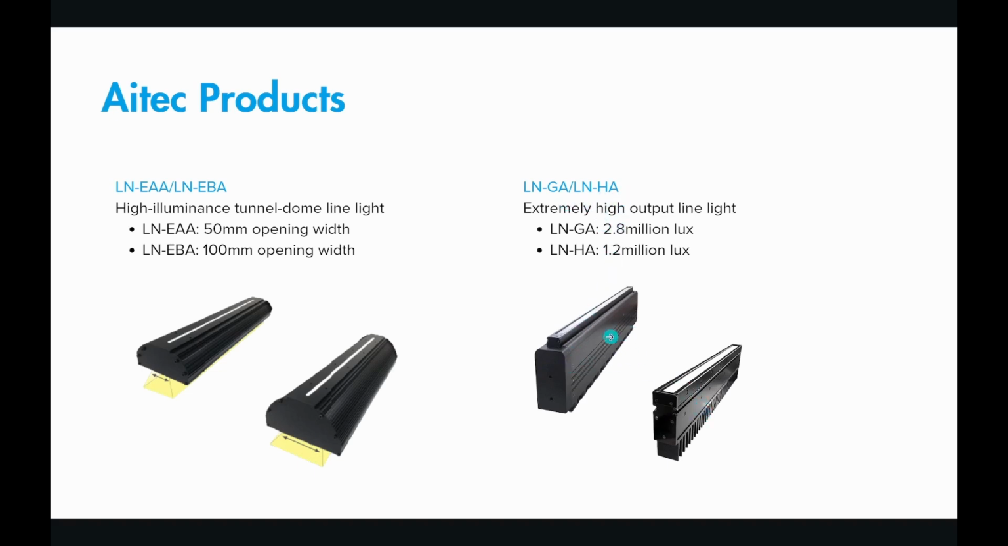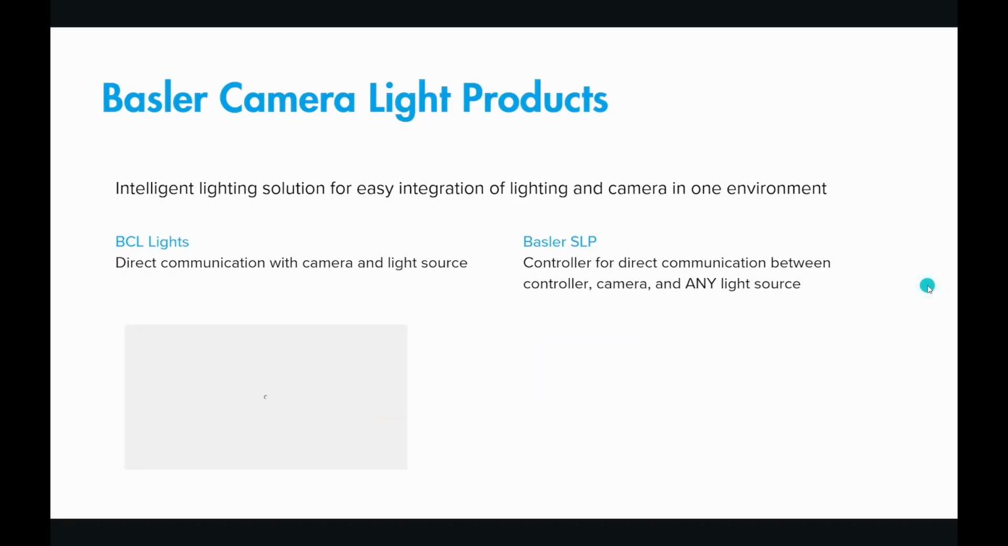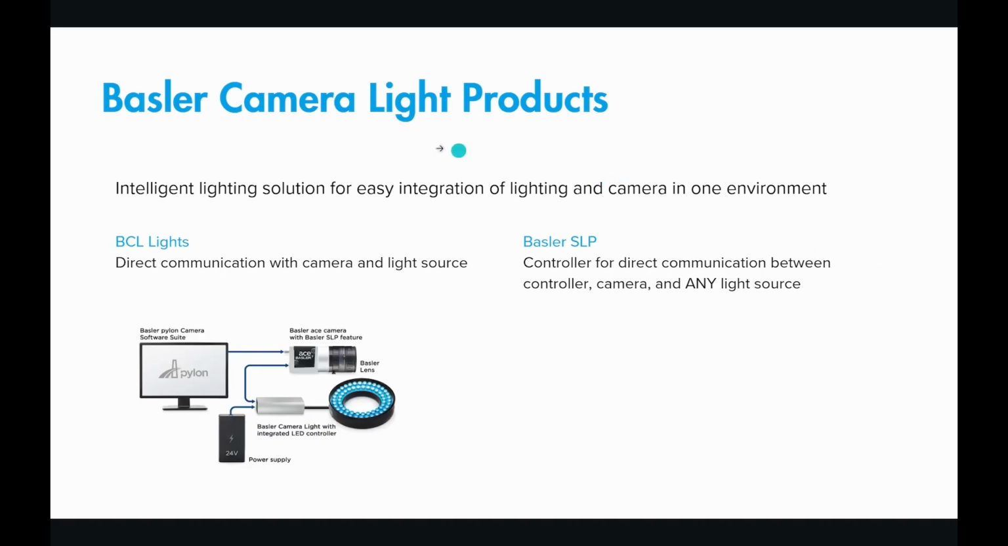So there's a 1.2 million lux version and a 2.8 million lux version. CCS sells it, but we worked with iTech as iTech Light. They have it, they developed it. Next is the Basler camera light products.